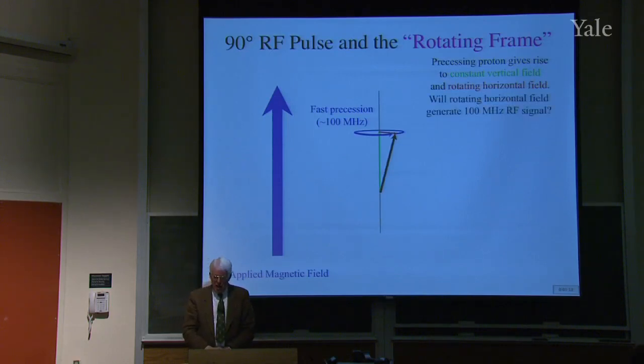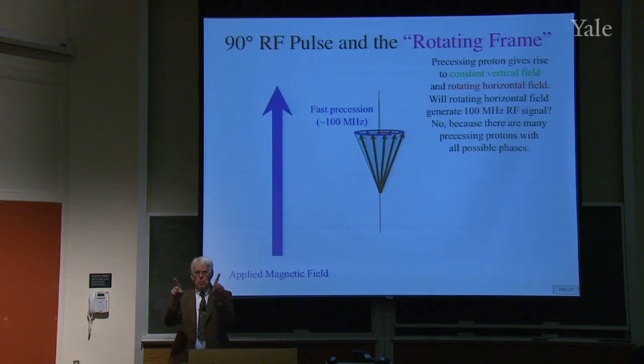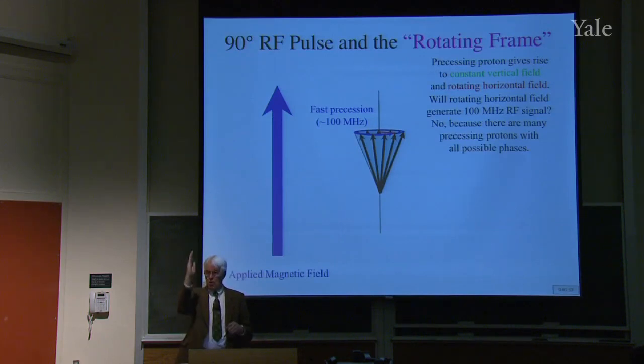So will it generate a 100 megahertz radio frequency signal? No. It would if you just had one proton. But of course you have a mole of protons, or at least a millimole or something of protons, right? And so some will be here, some will be here, some will be here, some will be here, some will be here. And if you look at the horizontal component, although the vertical components all add, the horizontal components that are changing in time cancel.